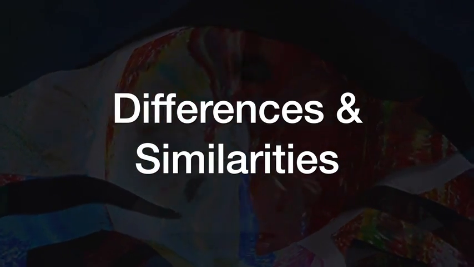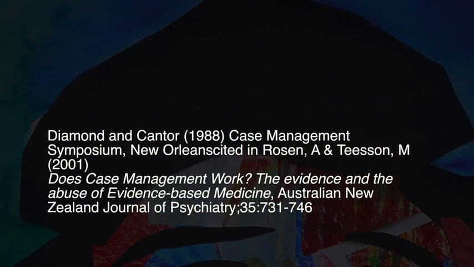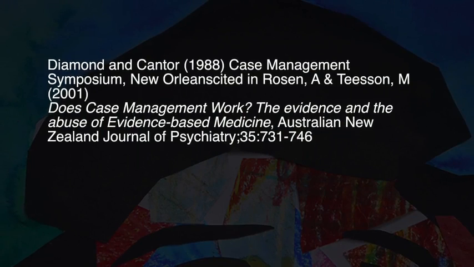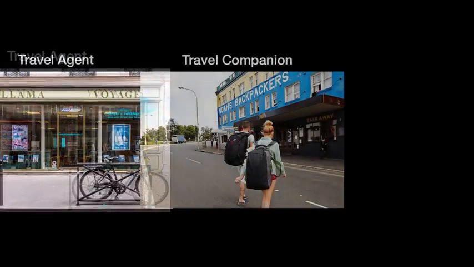First, there is the theory underpinning the case management approach, or if you like, the model of case management. So what we're going to do is use an analogy from Diamond and Cantor in 1988. Rosen and Thiessen cites Diamond and Cantor. So we have an analogy of case management. So think of case management as a type of travel agent, or then you can have a travel companion, or indeed you can have a travel guide.